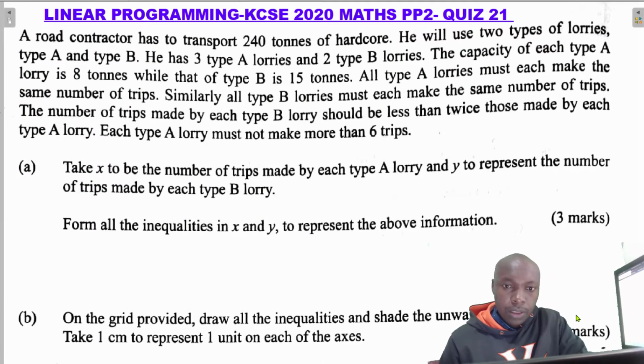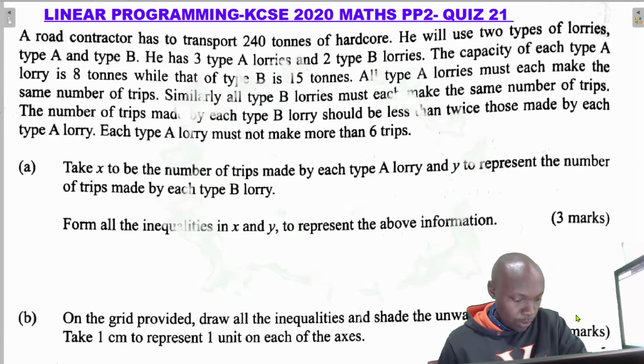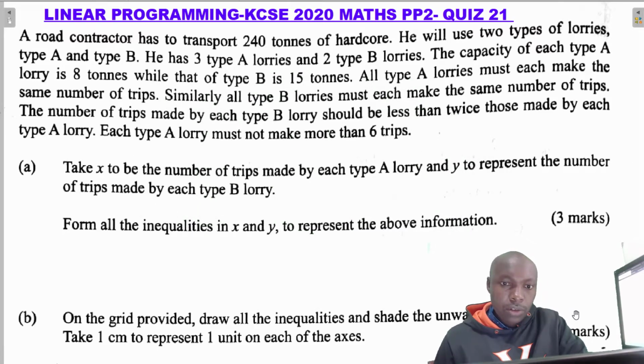Linear Programming, KCSE 2020 Maths Paper 2, question number 21. The question reads: a road contractor has to transport 240 tons of hardcore. He will use two types of lorries, type A and type B. He has three type A lorries and two type B lorries.